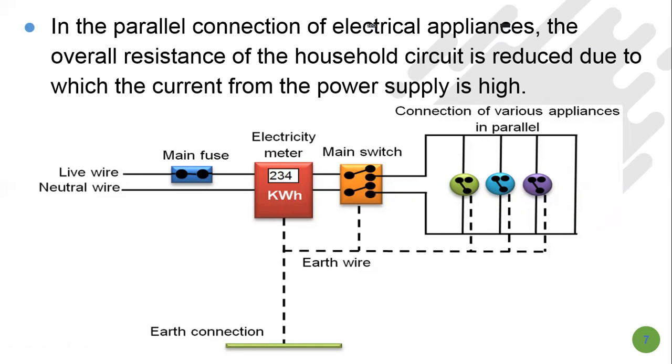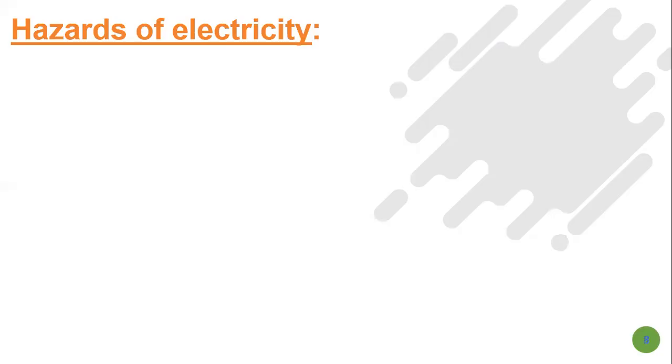Then main switch. Main switch is subdivided in different connection of various appliances in parallel. One this, second this, and third this. And all these appliances are connected with earth wire. Okay, one wire over here, one wire from here, and one wire of each appliance connected to the earth connection. This is earth wire, a simple household connection of electricity.